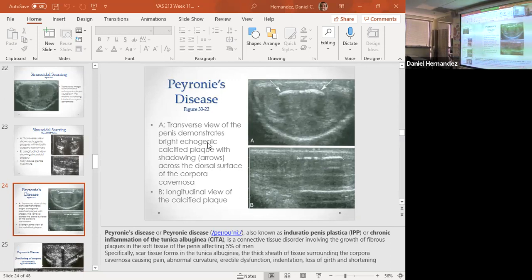So Peyronie's disease. This is a transverse view of the penis demonstrating a bright echogenic calcified plaque with shadowing. So we can see this very bright echogenic area. We get a little bit of posterior shadowing. In this longitudinal view, we can see a little bit better some of that posterior shadowing and that calcified plaque.